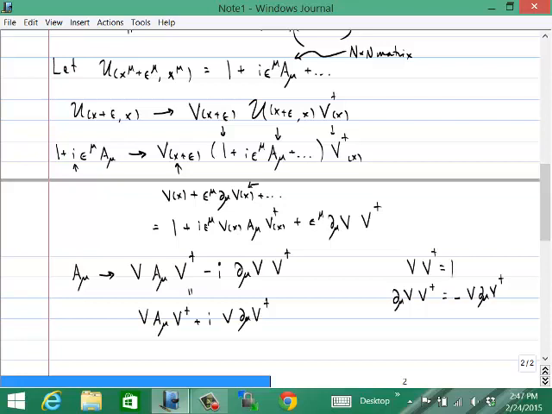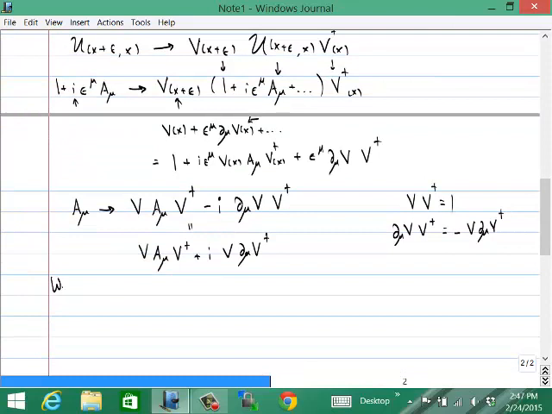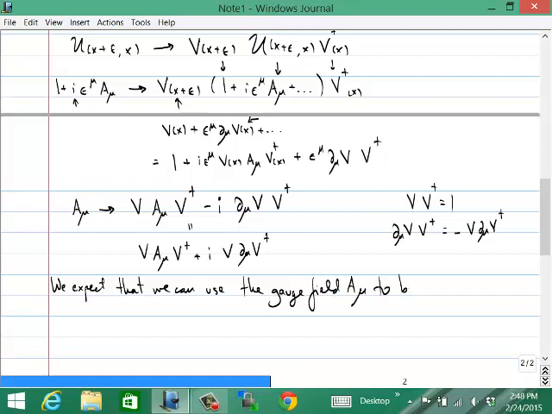Good. And just as in the case of electromagnetism, we expect that we can use the new gauge field, A_μ, to build an action that is invariant under these local symmetries. Okay. So let's see how that works.